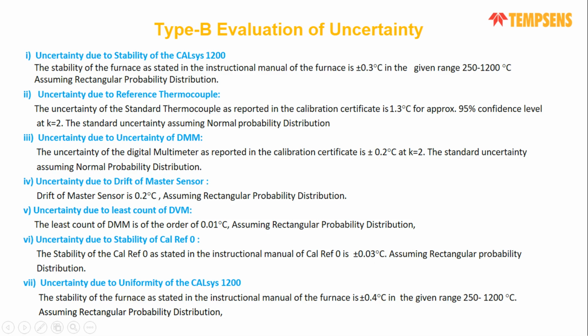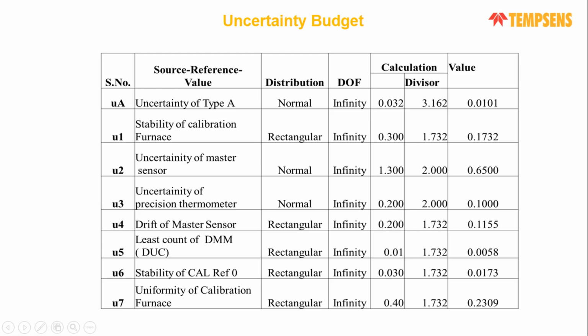So you can see we make an uncertainty budget where the type A I just defined. We got 0.032 over root 10. We got the value of UA, the type A uncertainty, for the 10 readings of the test sensor as 0.0101, and other parameters like stability of the furnace, uncertainty of the master sensor, uncertainty of the thermometer we are using and the measurement devices we are using, the calibrator zero or 0 degree reference stability, and uniformity of the calibration we are taking. So all the values are given. For stability, we take the rectangular distribution with the divisor factor of 1.732. The master sensor uncertainty we get from the certificate, where we consider the normal probability distribution with a divisor factor of 2. So after putting in all the values, we get type A uncertainty 0.010 and the others U1, U2, U3, U4, U5, U6, U7. We got all the type B values.